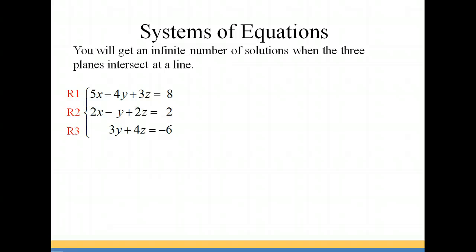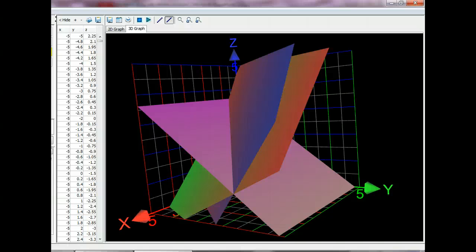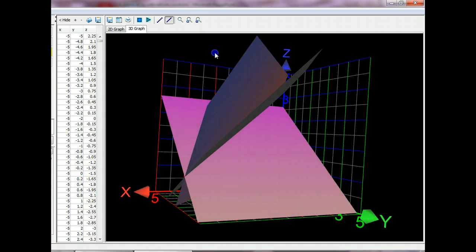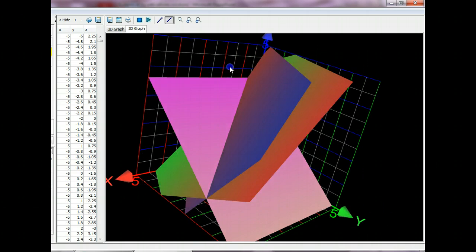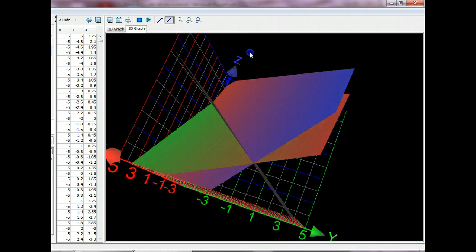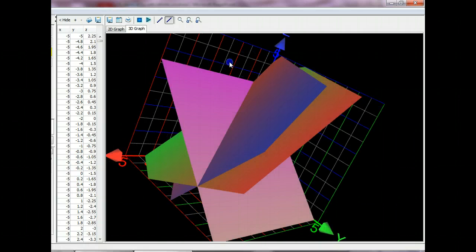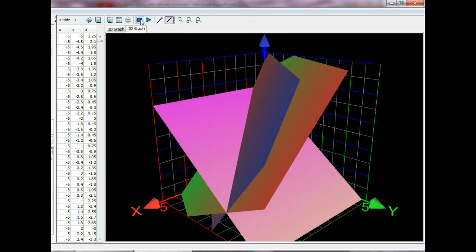Our other choice when we have an infinite number of solutions is when the three planes all intersect at one line. Let's look at this new set of equations on our 3D grapher. Okay, so here I have all three planes drawn on the 3D grapher. And what you should notice is that they all are intersecting at one particular line. So what we want to do is actually find some points on that line so that we can have some solutions to this system of equations.